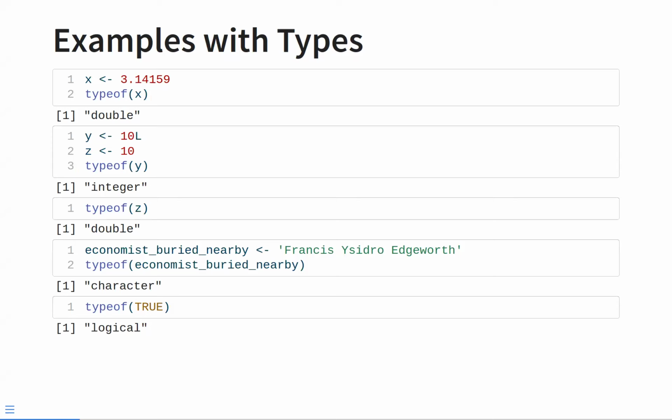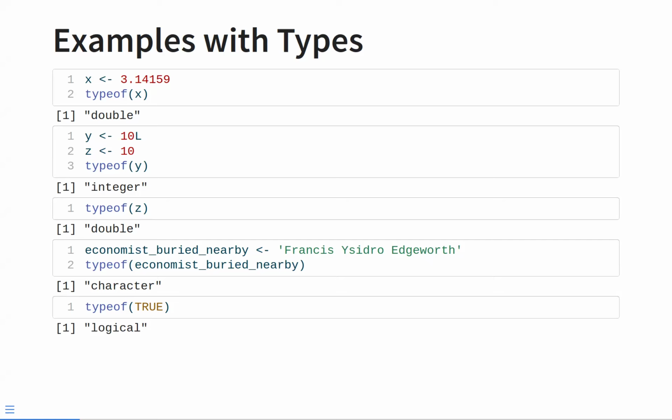Let's play around with this. So X gets 3.14159. If I do typeof(X), I will see double, because this is a numeric type, and in particular, it's a double type. Remember, that's R's default type. In the next example, I've got Y gets 10L and Z gets 10. If I run typeof(Y), I'll get integer, whereas if I run typeof(Z), I'll get double.